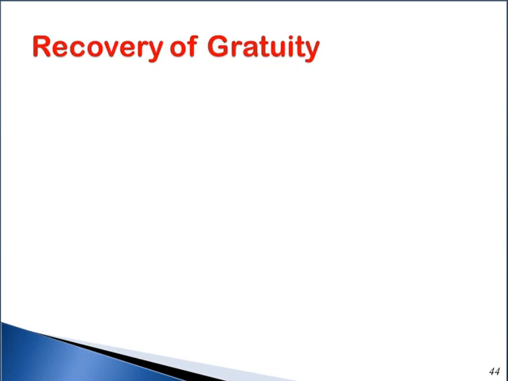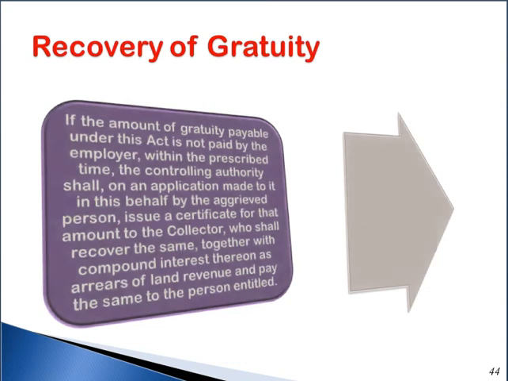The next important provision is about the recovery of gratuity. That states that if the amount of gratuity payable under this Act is not paid by the employer within the prescribed time, the controlling authority shall, on an application made to it in this behalf by the aggrieved person, issue a certificate for that amount to the collector, who shall recover the same together with the compound interest thereon as arrears of land revenue and pay the same to the person entitled.